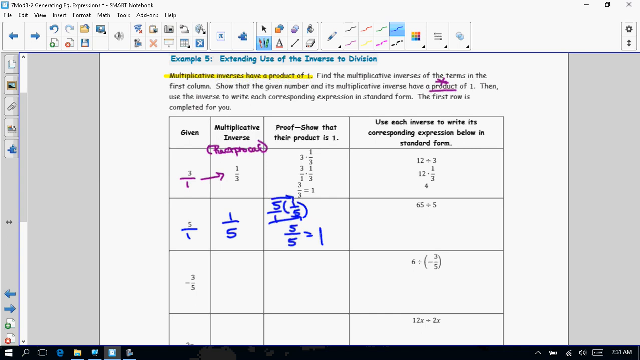All right, so let's prove that this actually works. 65 divided by 5. I could rewrite this as 65 times 1/5. Now I'm going to put 65 over 1. And then what I'm going to do is cross-reduce. I know 5 goes into itself once, and I know 5 goes into 65 13 times. So I end up with 13 over 1, which is just 13. If you had multiplied across, right, you had not cross-reduced, those of you who don't do that, that's fine.